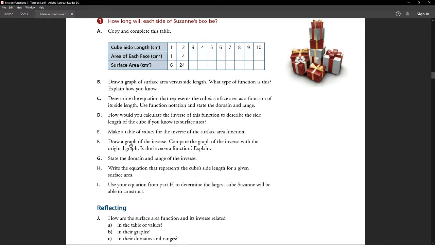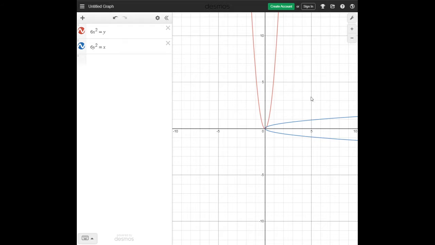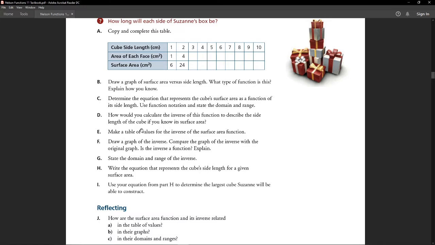Make a table of values for the inverse of the surface area function. Draw a graph of the inverse. Compare the graph of the inverse with the original graph. Is the inverse a function? Explain. No, it's not. Well, you can just tell that it fails the vertical line test. It will cross right through there. Easy peasy. We got multiple values for x, so it fails. You can only have one value for every x coordinate, right?